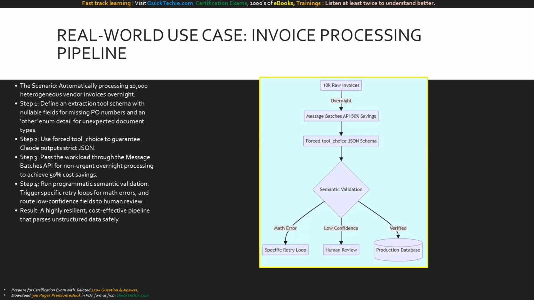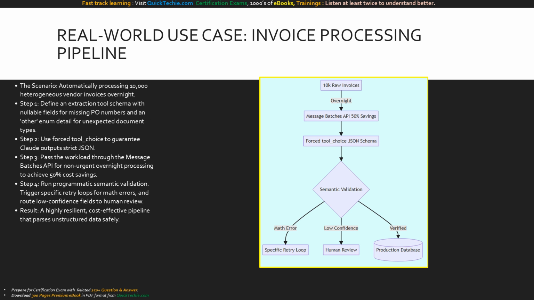To tie this together, consider an automated overnight invoice processing pipeline handling 10,000 documents. First, we design our schema defensively, using nullable fields for missing data and extensible enums for weird document types. Next, we use forced tool choice to guarantee strict JSON output. Because this is an overnight, non-urgent task, we architect this through the Message Batches API, which nets us a massive 50% cost savings. Finally, our code parses the JSON and runs semantic checks.